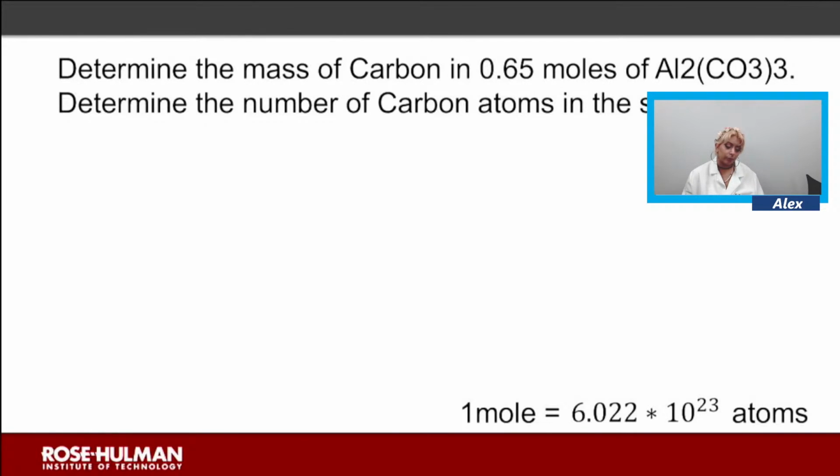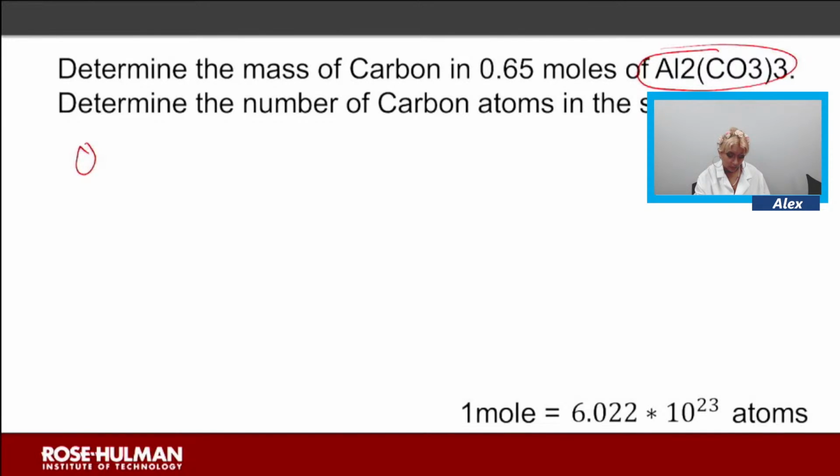So for this example, we are dealing with a chemistry problem. Determine the mass of carbon in 0.65 moles of this compound and determine the number of carbon atoms in the same sample. So this is kind of a two-part question. The first part is asking, what is the mass of carbon in this many moles of this compound? The second part is asking, what is the number of carbon atoms in the same sample? So they're asking us to find 2 different measurements of carbon in the same sample.